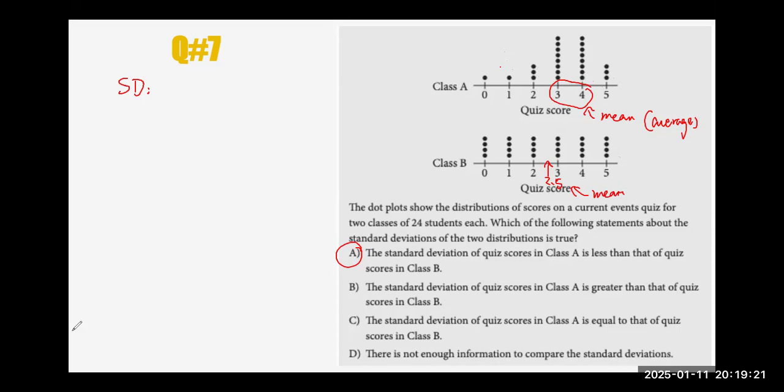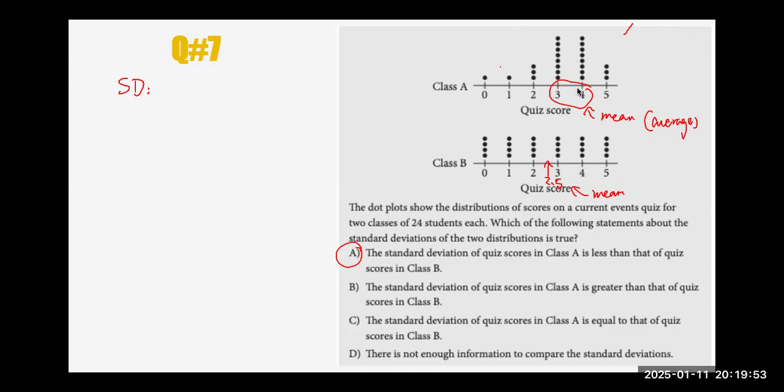I have a question. Yeah, Matthew, go ahead. Can we just tell by looking at it? Yes. You don't have to really do the calculation, because you see we have 8 students who got 3, and another 8 students who got 4 points. The majority of the students have scores near the average.